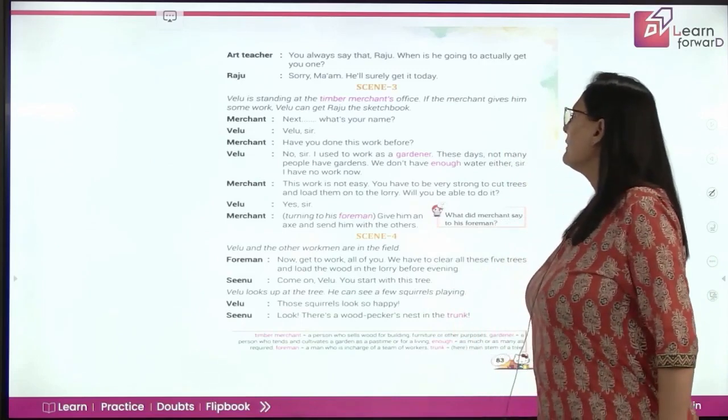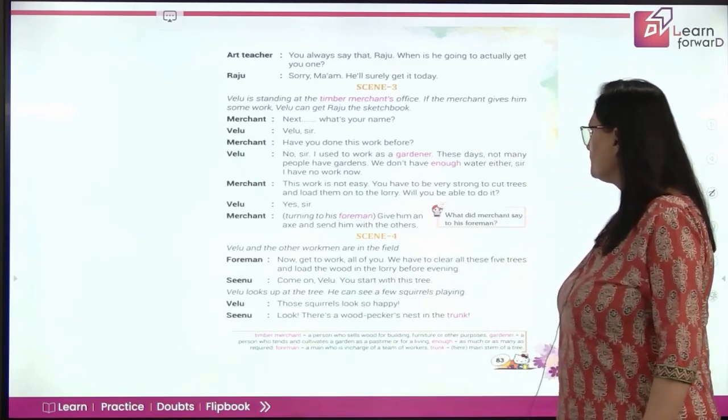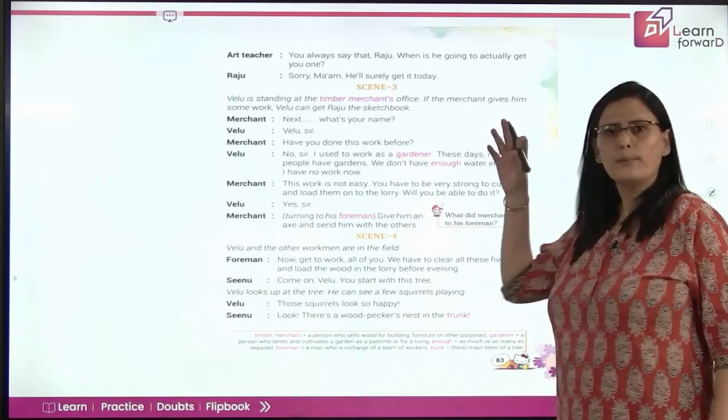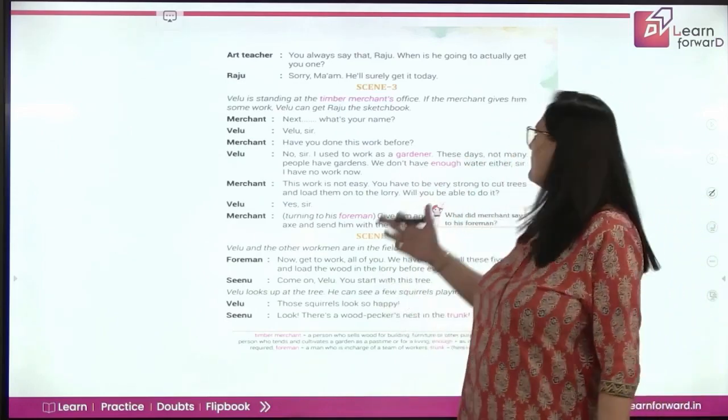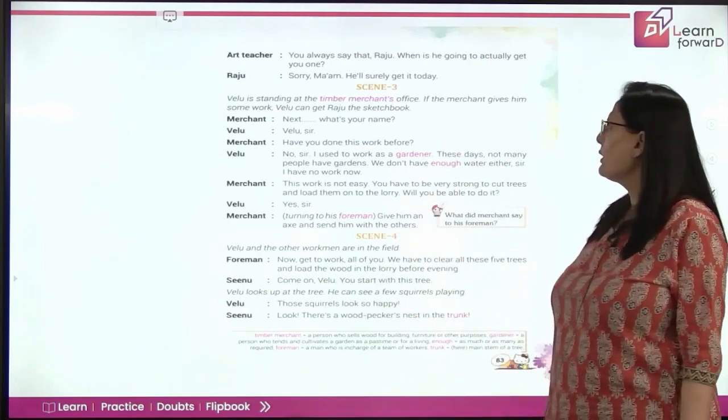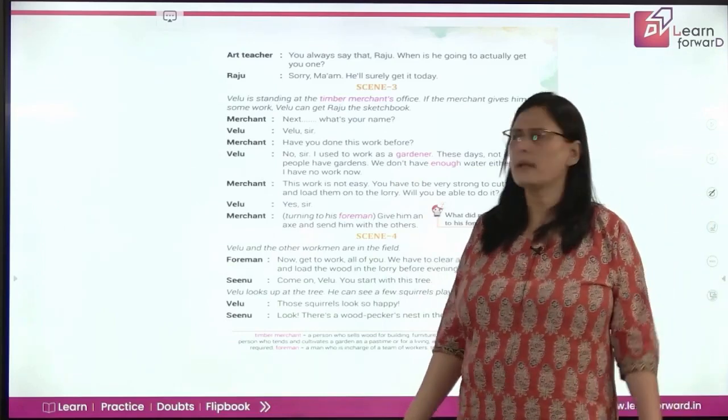Velu is standing at the timber merchant's office. A timber merchant is the person who sells wood, right? If the merchant gives him some work, Velu can get Raju the sketchbook.